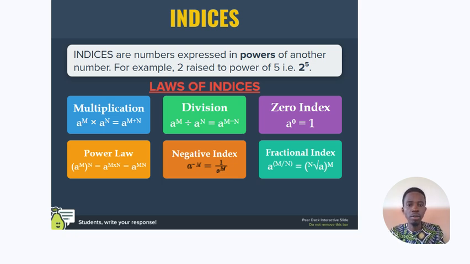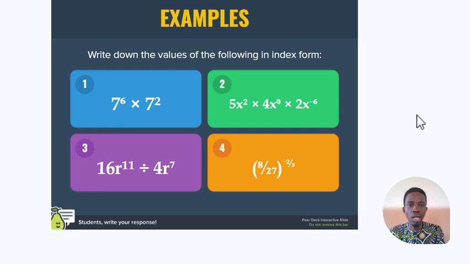So can we move on? All right. Examples now. Let's solve some examples. Write down the values of the following in index form.